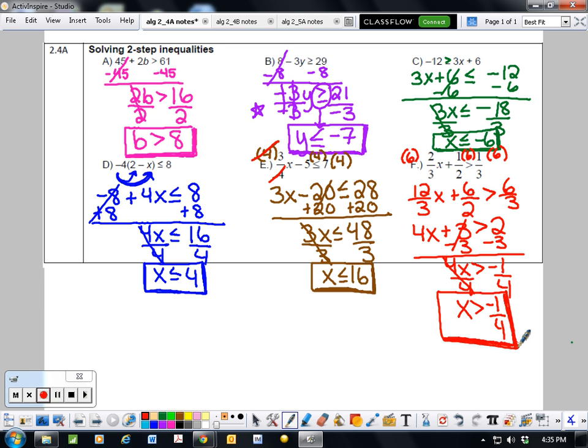Okay, on the next part of 2.4, our 2.4b video, we're going to start talking about combining like terms, our distributive property, that sort of stuff. So for right now, we're still on the two steps. We've got our y's or x's on weird sides. We've got a little bit of distributive. And we've got some fractions. But we've done it before. So it's just refreshing our brain and using it in our inequalities.